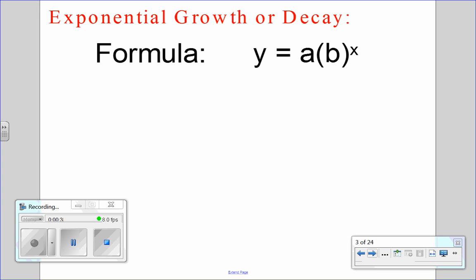All right, so here's the formula. I actually already wrote it on the board. You don't need parentheses around the B. I don't have my parentheses around my B on the board. But we're going to label what all the pieces and parts mean in this formula. The A is going to be your starting amount.